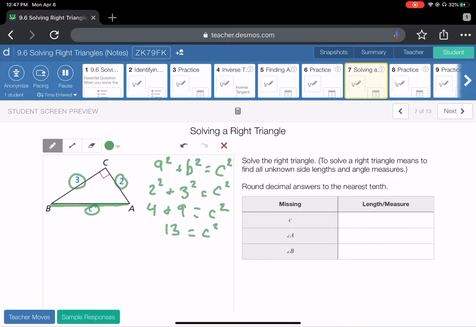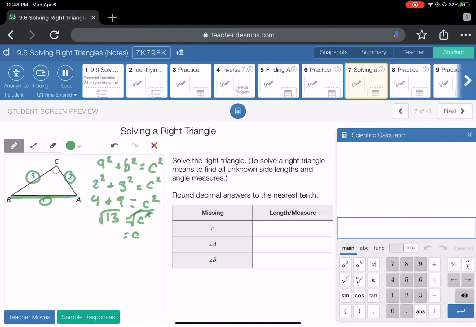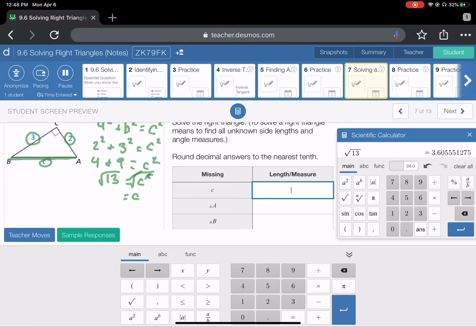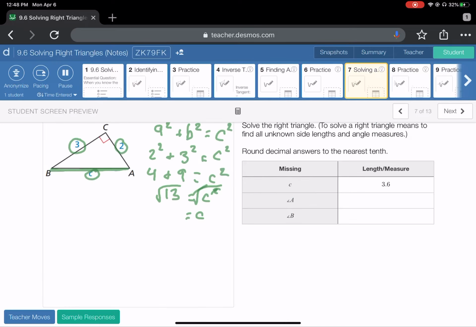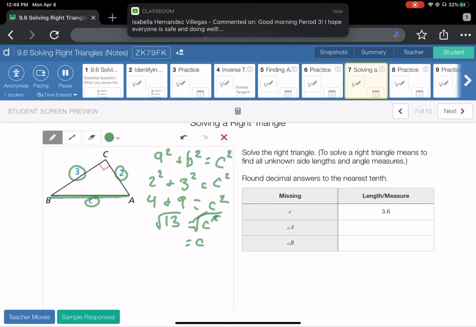Right? And then the last step is to take the square root. If we take the square root, that'll eliminate our exponent. Do that to both sides. So then c is equal to the square root of 13, which if I plug into the calculator, square root of 13 is 3.6 because we want it rounded again to the nearest tenth. So we want to put 3.6, and that is the measure of our hypotenuse.